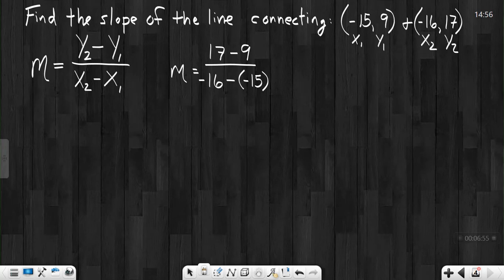I wanted to point out that when you do have a negative value here, you cannot just ignore it. This minus was part of my formula. There's always a minus in the formula. So if x1 is negative, I need to put parentheses and add that negative as well. All right, so if I go ahead and simplify this, I see that 17 minus 9 is 8 over negative 16 minus negative 15. Well, if I take a look at that, that's really negative 16 plus 15. So that's going to give me negative 1. Therefore, my slope, 8 divided by negative 1, will reduce down to negative 8.